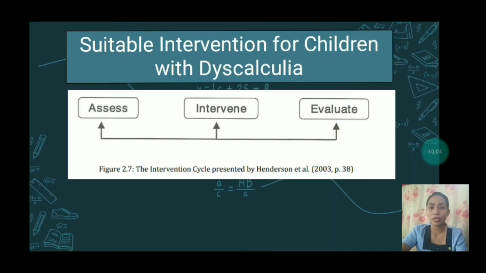Now let us proceed to the suitable intervention for children with dyscalculia. So these are the 3 important phases of an intervention program: the assessment, the intervention, and evaluation. Assessment is crucial as it will determine the strengths and the barriers to their learning of mathematics. The second process is the actual intervention. It entails having one-on-one sessions with the child in order to target their specific difficulties. Adaptations should be made to the class environment and to the teaching styles and methods.